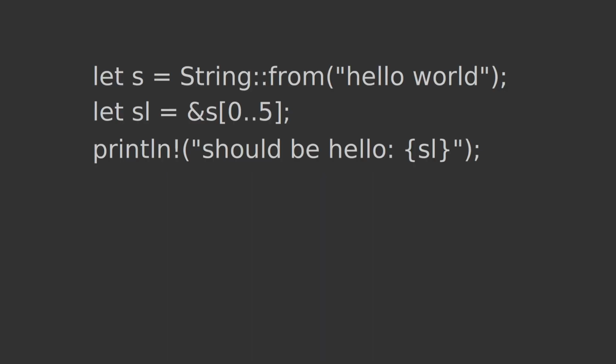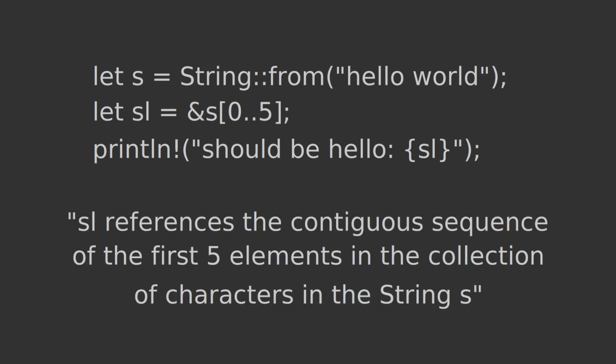In this example, the type of variable sl is said to be a string slice, and it's created in a similar way to a reference, except that a range in square brackets is also specified, indicating that this is a reference to the 5 characters in the string s starting at index 0. Tying this back to the Rust book description of the slice type from earlier, we would say that sl references the contiguous sequence of the first 5 elements in the collection of characters in the string s.